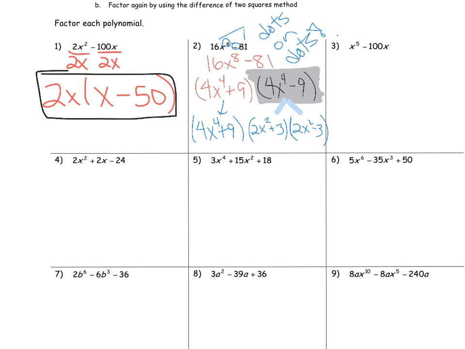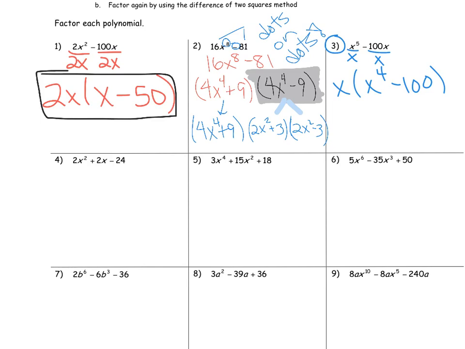All right, let's take a look at number 3. For number 3, again, we need to ask ourselves the question, is there a GCF? Yes, there is. The GCF is x, so let's divide out by x and divide out by x. I'm left with x times x to the fourth minus 100. Okay, now I need to check. Can I simplify what's inside the parentheses further? Can that be simplified further and factored completely?